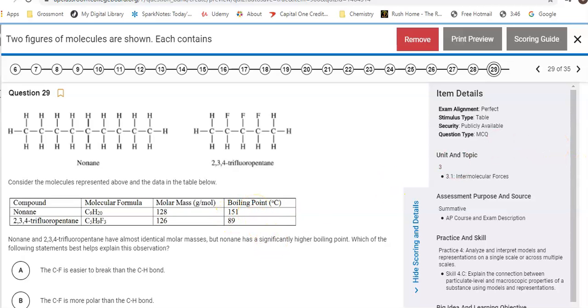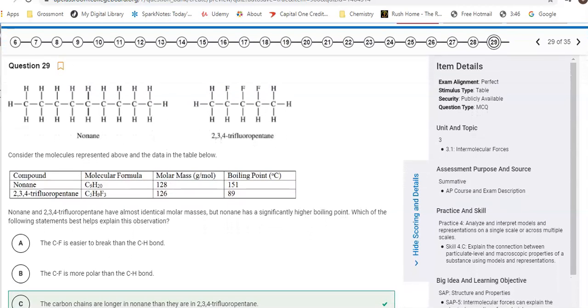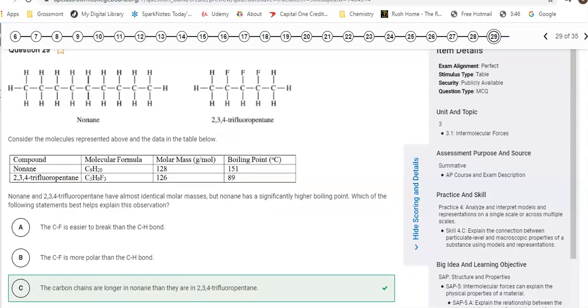But you have to justify it. The only way you could justify it is that it has to have stronger London dispersion forces, because that's all it has. You just have to go to the only answer that's possible.